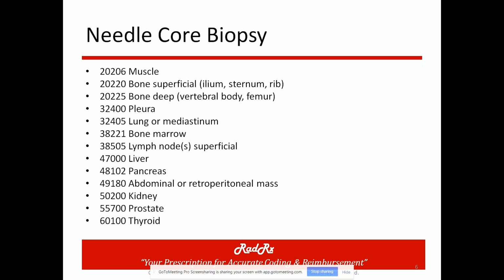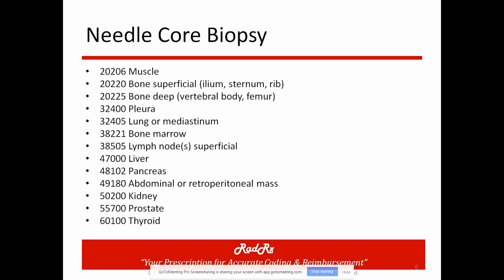You know, obviously the list itself is self-explanatory, but I just wanted to point out that 20206 for a muscle biopsy is also commonly utilized for soft tissue biopsies, and that can be anywhere in the body. If you have a soft tissue biopsy that is not specifically described by a code, then you would use 20206. That's the generic code for that.